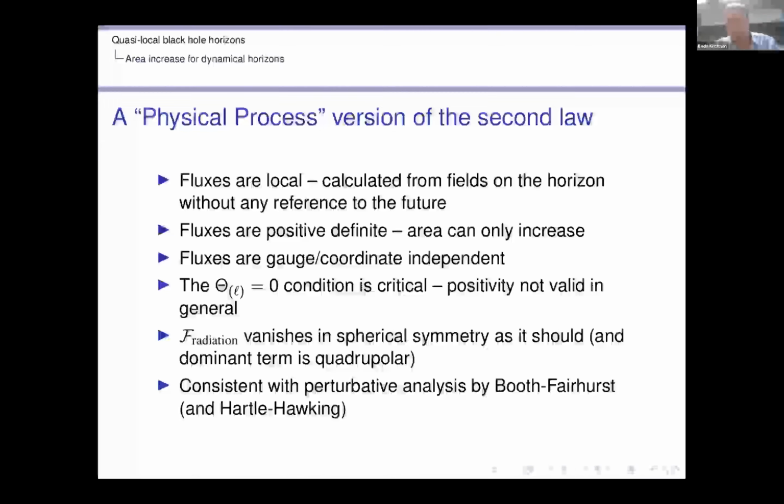And finally, as I mentioned before, this is consistent with the perturbative analysis of Hartle-Hawking. And in fact, you can also do a perturbative analysis for dynamical horizons. That was done by Booth and Fairhurst, about 20 years ago. And they found, again, consistency with this result here. So it checks a number of these conditions that you expect for the flux laws, and they all hold.